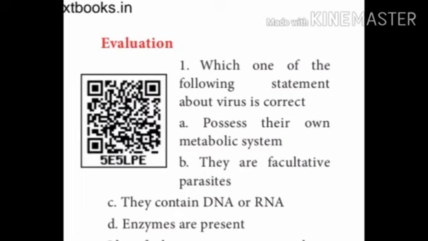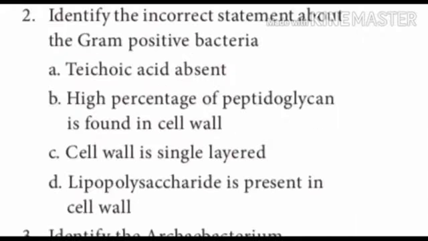The answer for this particular question is option C. They contain either DNA or RNA. We cannot find both of them. It may be either a DNA virus or an RNA virus. So that is the answer. While writing, you'll have to write the option C, then the statement. Not only the option or only the statement, both together you should write. C, they contain DNA or RNA.